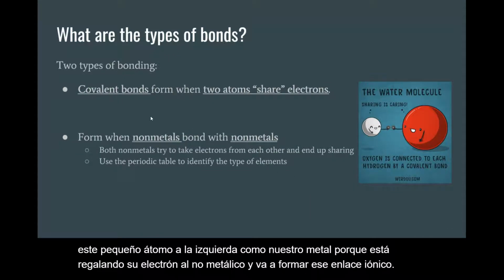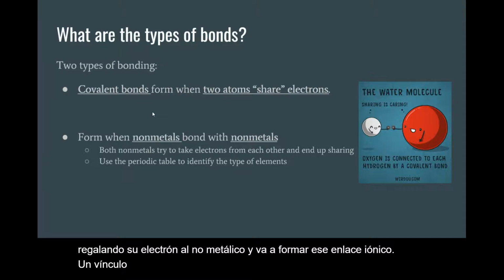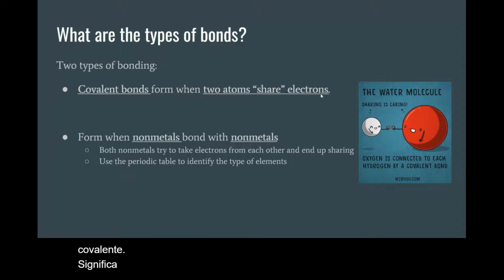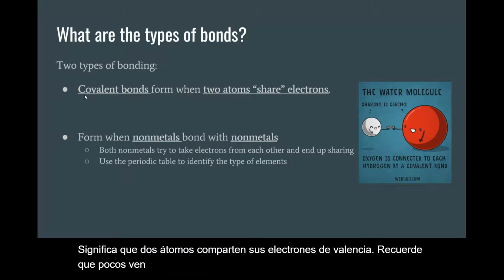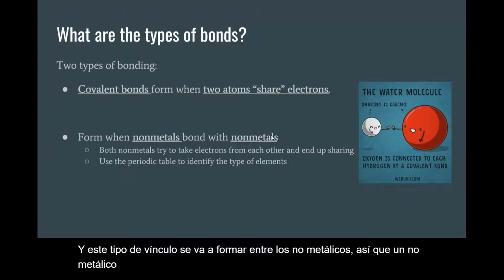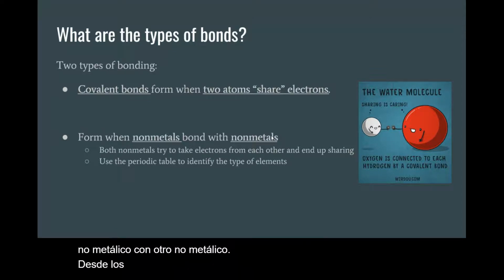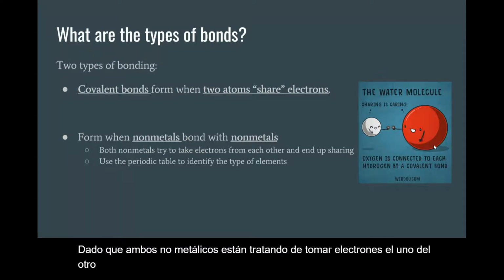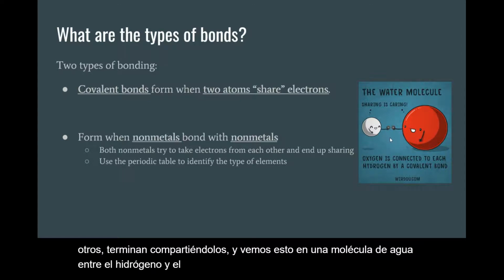A covalent bond is the second type of bonding we're going to talk about. Covalent means that two atoms are sharing their valence electrons. Remember, if you see the prefix co, like in cooperate, it means to work together. And this type of bond is going to form between nonmetals. So a nonmetal with another nonmetal. Since both the nonmetals are trying to take electrons from each other, they end up just sharing them. And we see this in a water molecule between the hydrogen and the oxygen. They just end up sharing their electrons.